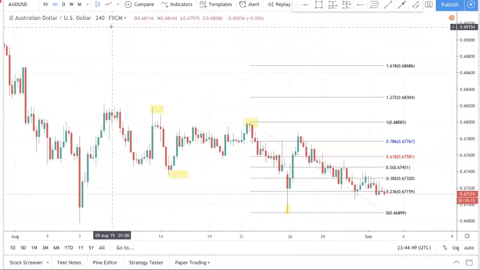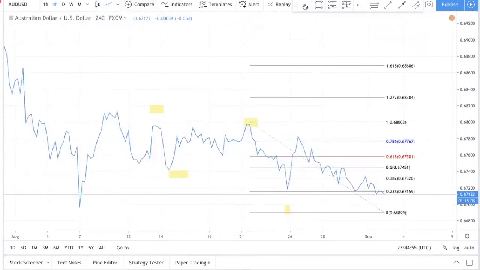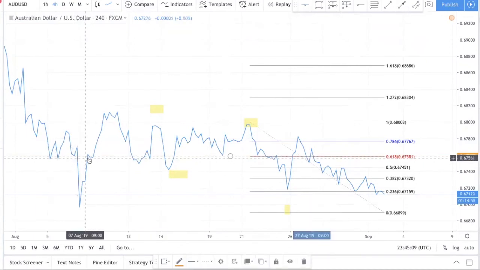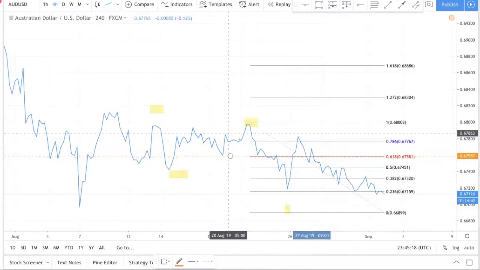One trick that we always teach would be to switch to a line chart. If you have not watched our other videos about using the line chart, switch to a line chart and look at the levels. In particular, we pay more attention to the 61.8 and the 78.6. If you look at this case, the 61.8 seems to be quite good, right? Because you have one touch here, two touch, three, almost three touch here, four touch. So this level seems like a very good level.